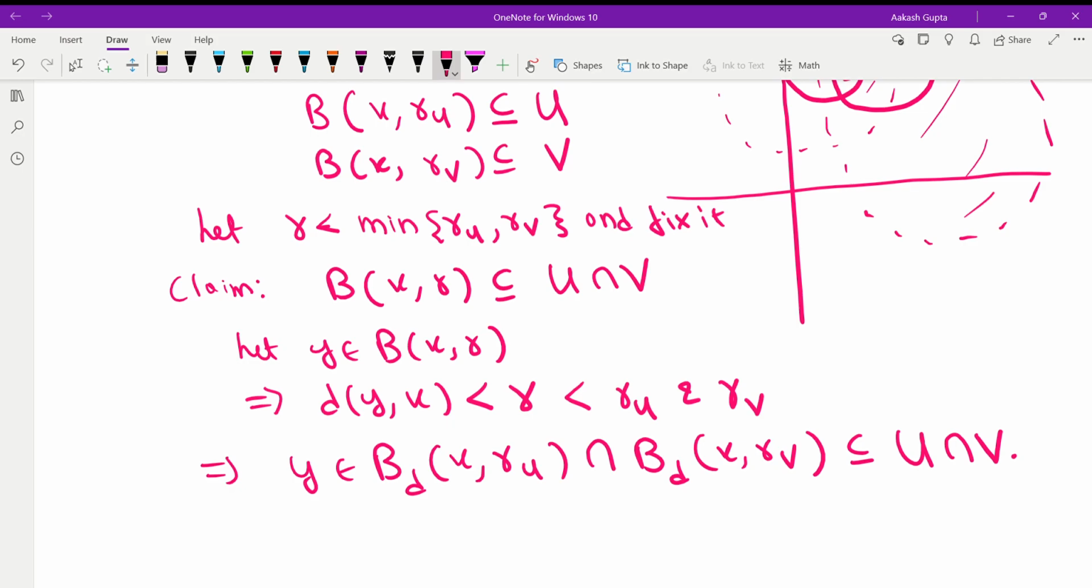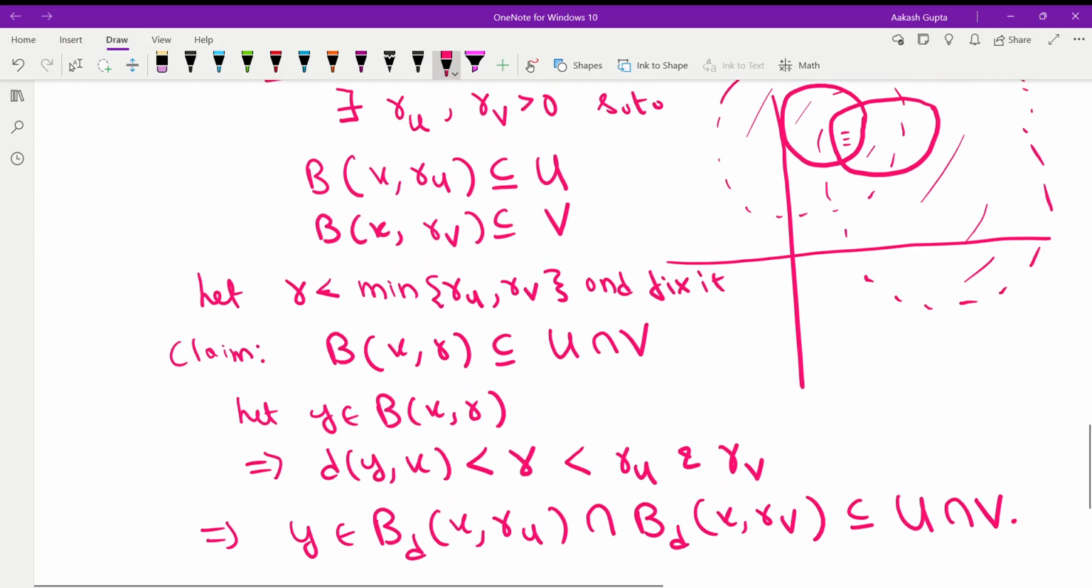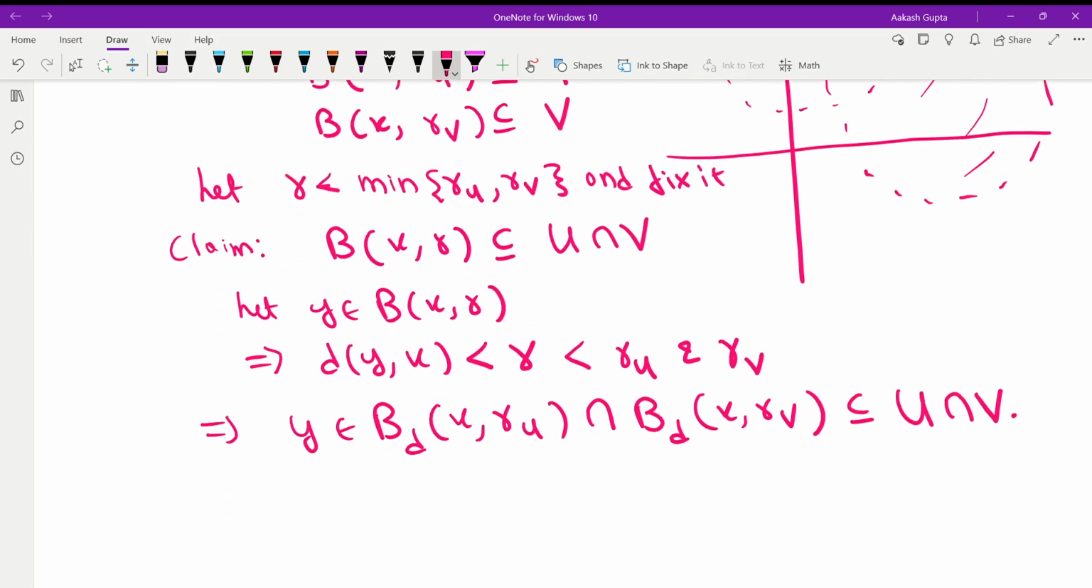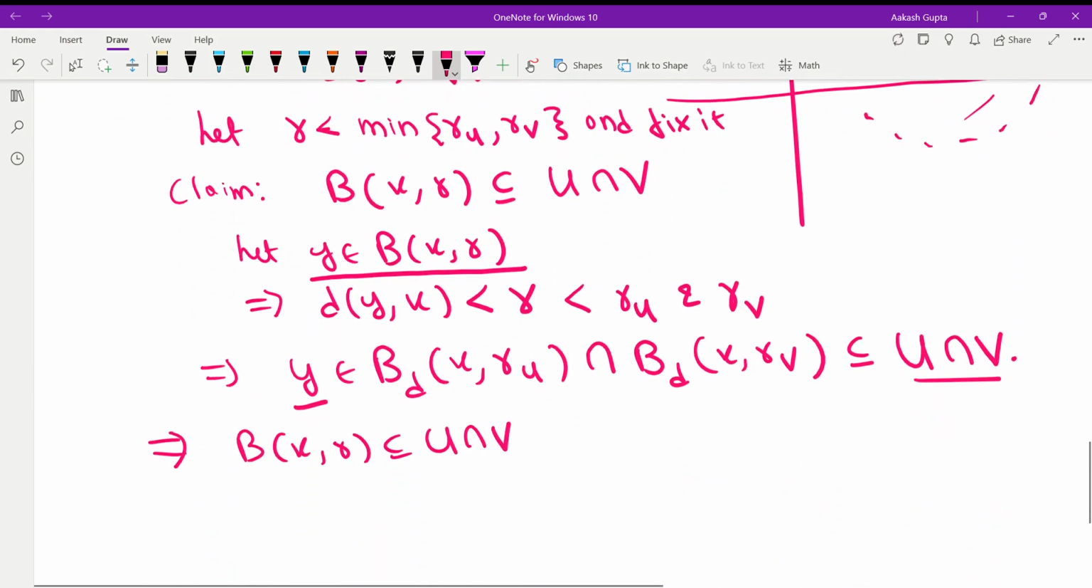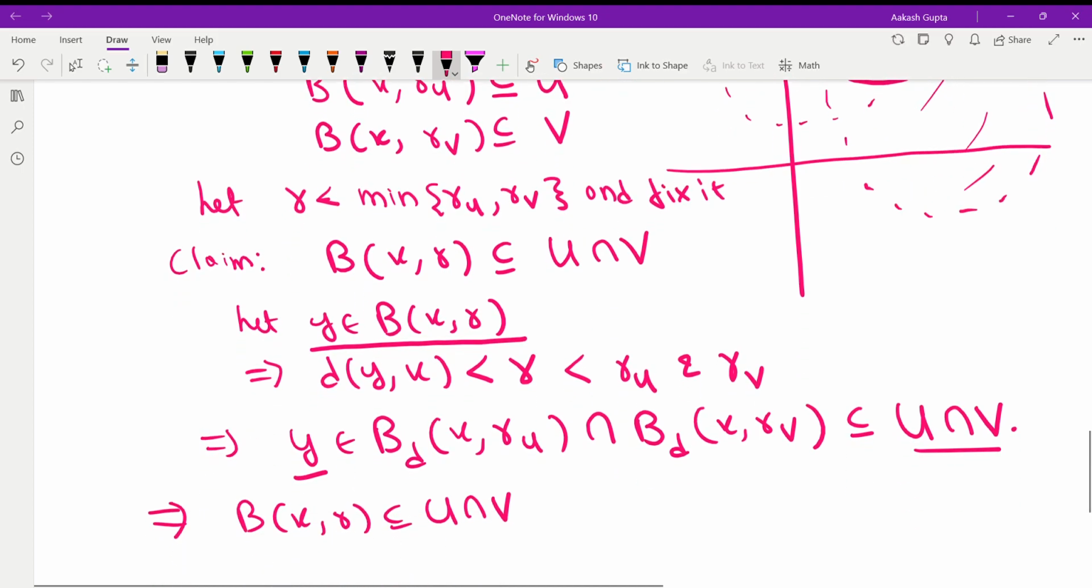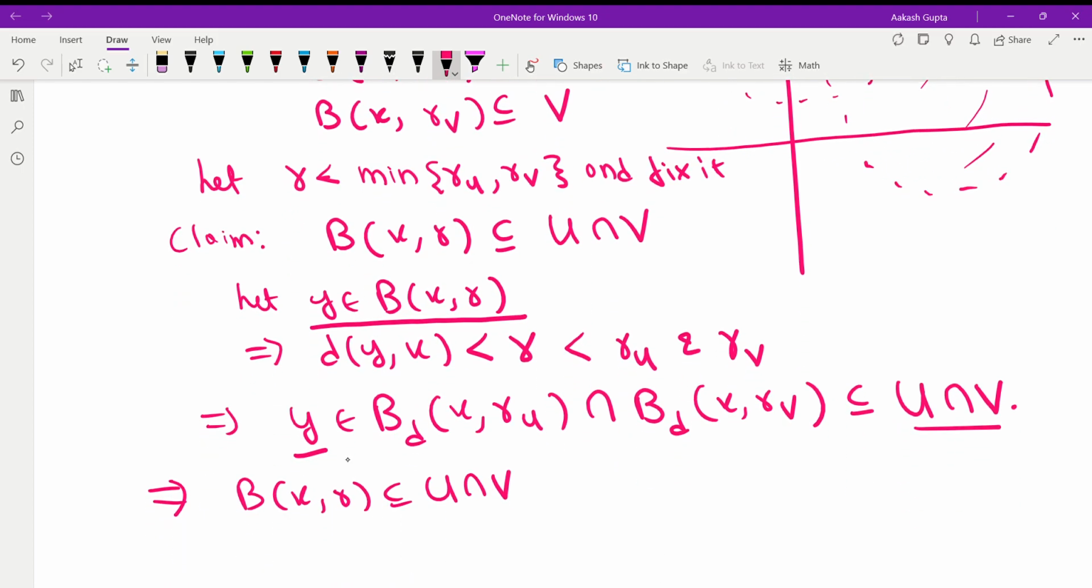Now, guys, this is contained in the intersection of the two. Very nice. So that's what we wanted, right? So what we have finally? We have Y in this and then finally Y in this. So we have B(x, r) sitting inside U intersection V. Right? We have chosen X arbitrarily in U intersection V.